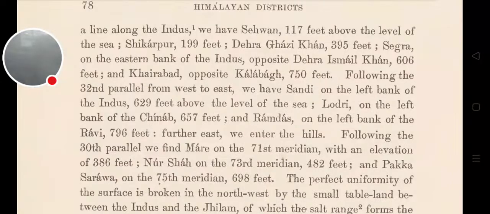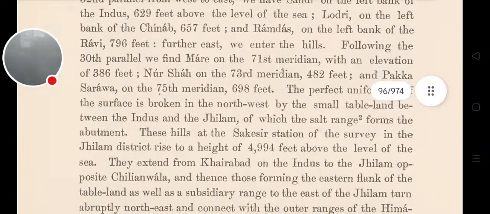Following the 32nd parallel from west to east, we have Sandhi on the left bank of the Indus, 629 feet above the level of the sea, Lodri on the left bank of the Chenab, 657 feet, and Ramdas on the left bank of the Ravi, 796 feet. Further east, we enter the hills. Following the 30th parallel, we find Mare on the 71st meridian with an elevation of 386 feet, Noorsha on the 73rd meridian, 482 feet, and Pakka Sarava on the 75th meridian, 698 feet.